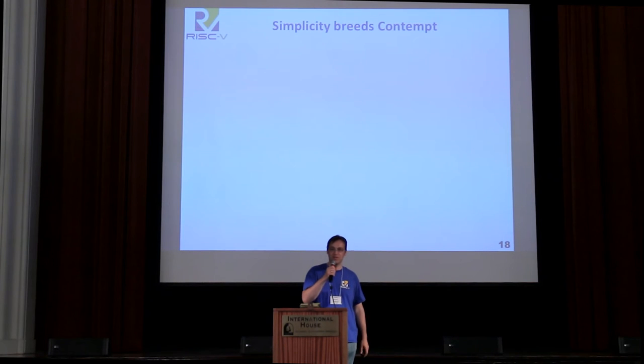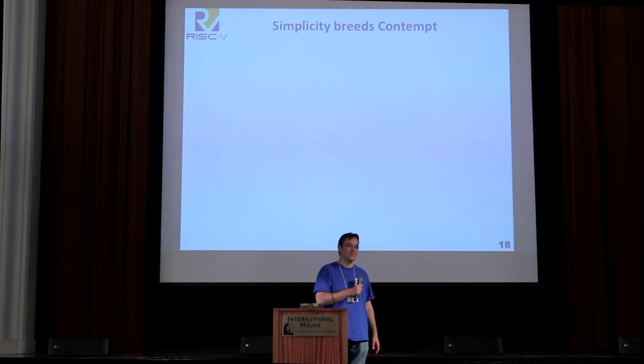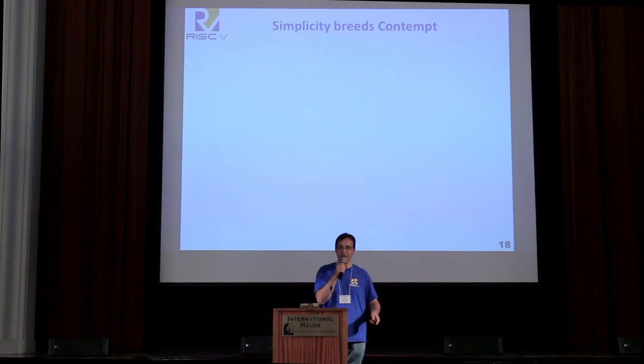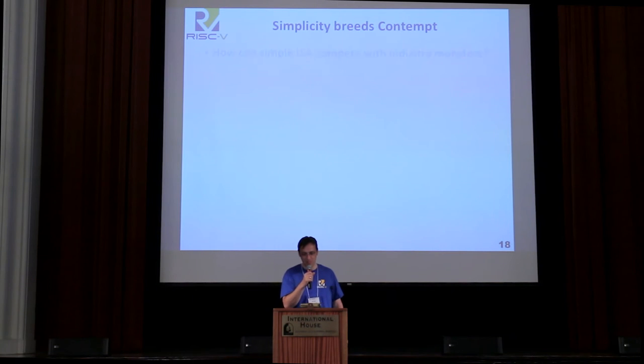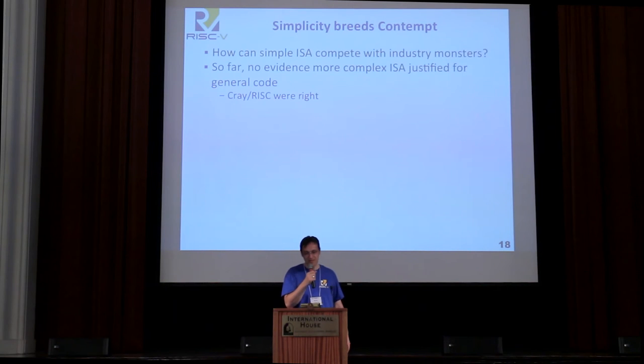Now, one thing going out to people talking about it is that simplicity breeds contempt. So you guys are just academics doing this tiny little thing. It's a toy ISA. Real men have 10,000-page manuals. So how can this simple ISA compete with these industry monsters? Well, in everything we've been doing, there's no evidence that the big ISA helps you at all. I don't know what they're thinking. I think going back to Cray and RISC, the other guys were right. If you look at code, it's all load, store, add, jump. All the other stuff is just in the noise.